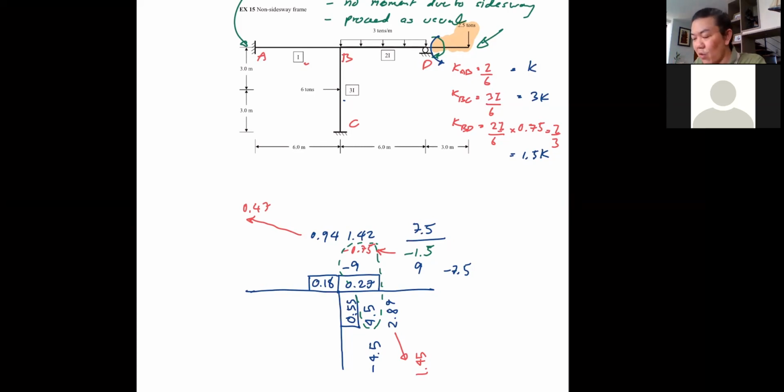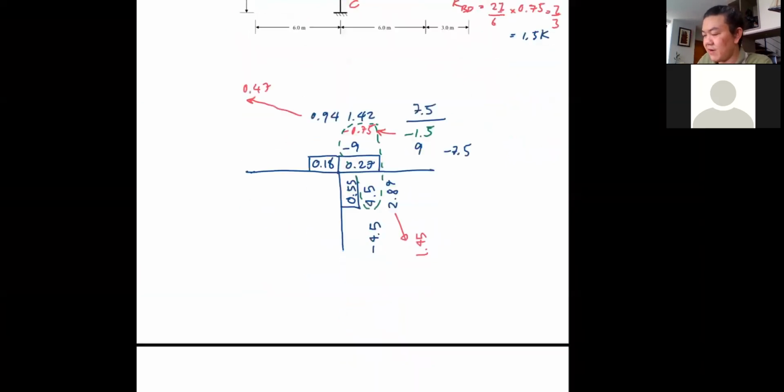So I can safely say that the moment we have now, this is the end of the process, is the moment due to everything in the non-sideway category. Or I can say this is the moment due to the load. Now, when the frame is going to sway, we will again have the moment due to the load, but we will have to go one extra step to determine the moment caused by the sway of the structure.